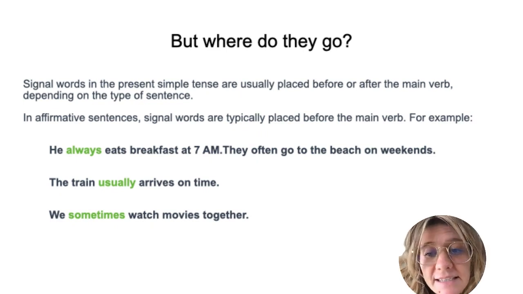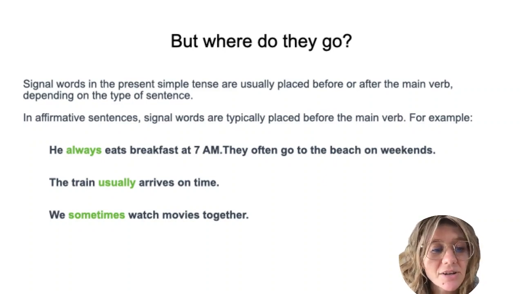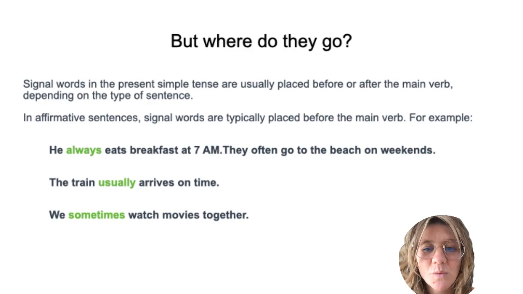The next sentence, the train usually arrives on time. Again, usually sits before arrives. And our last example, we sometimes watch movies together. Sometimes is before watch.